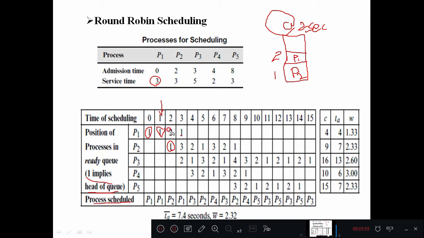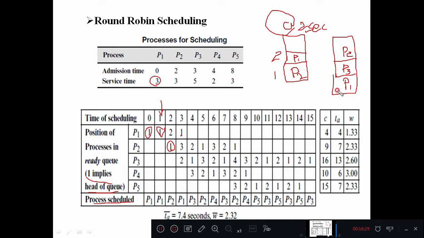So now P2 gets scheduled for 1 second, and again at 3, P3 is entering. But where is P3 kept? After P2 we have P1, right? Now P2 is preempted, right? So that preempted process will be kept after the fresh process. So which is the fresh process here, which is entering into the computer system? It is P3, right? So after this P3, the preempted process will be kept, right?